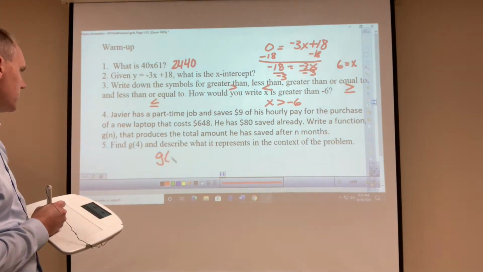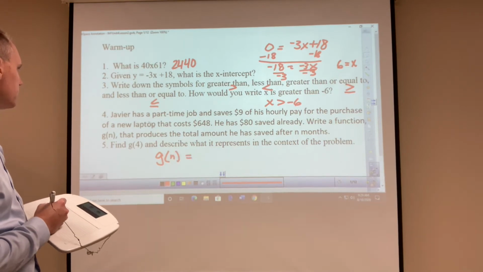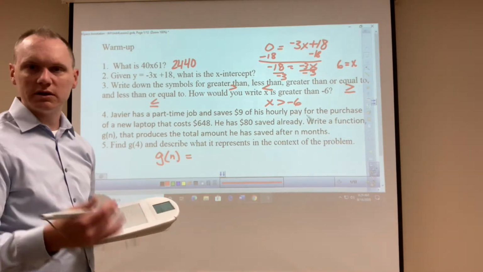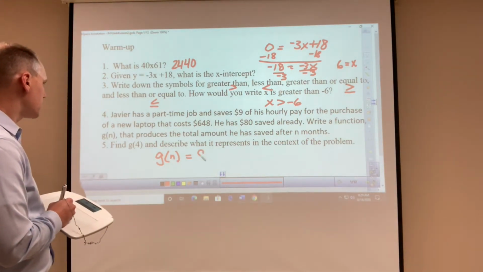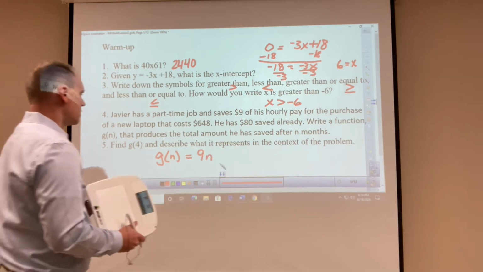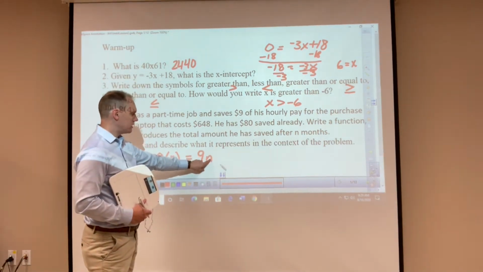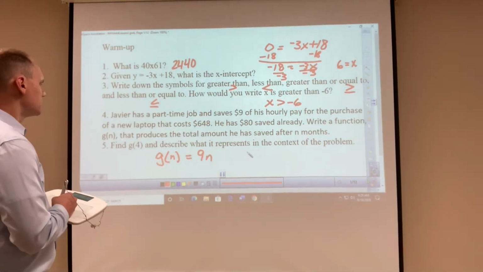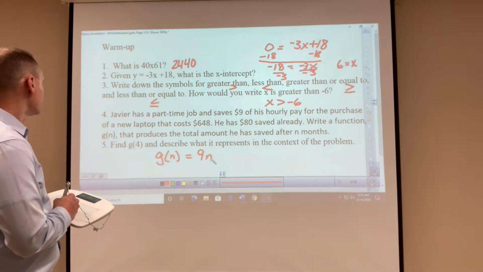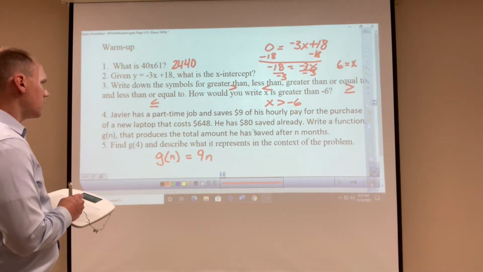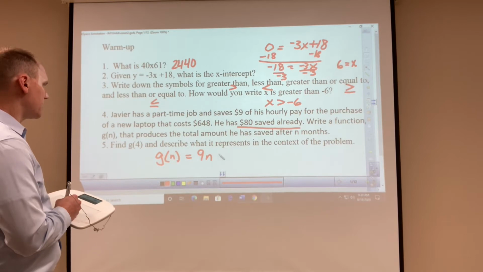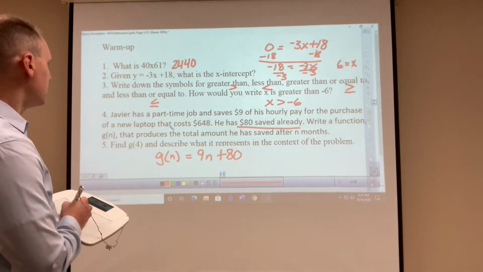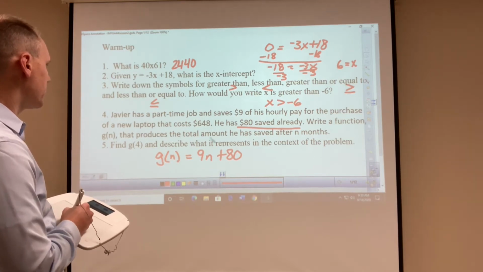g of n equals, saves $9 of his hourly pay. So per hour he's saving $9. So that's going to be our recurring amount. For every increase of 1 in n, we're going to go up 9 in how much he saved. So n is the number of hours he's worked. He saved 80 already, so that's like the initial amount that he's starting with. And produce the total amount he has saved after n months.